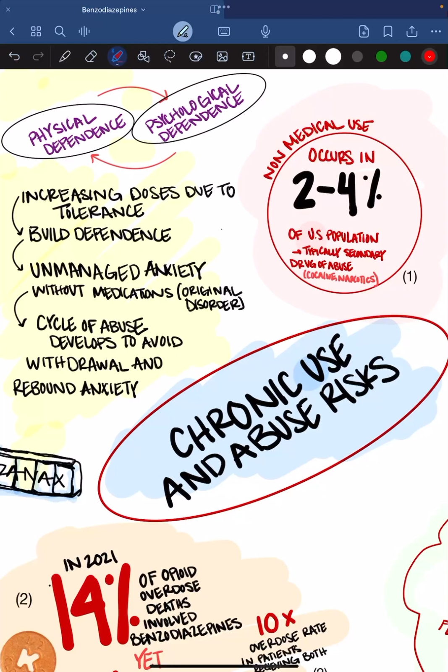Benzodiazepines build tolerance fairly quickly, so increasing doses to counteract the tolerance is going to cause physical dependence. And if the person were to stop taking them, it would create unmanaged anxiety, worse than it was before, probably, and that's called rebound anxiety. And so then we're using more of the benzodiazepine to treat that anxiety, and that just feeds into a cycle of abuse that it can be really hard to get out of.